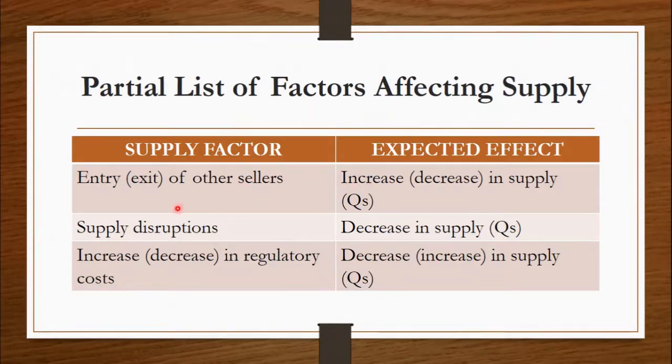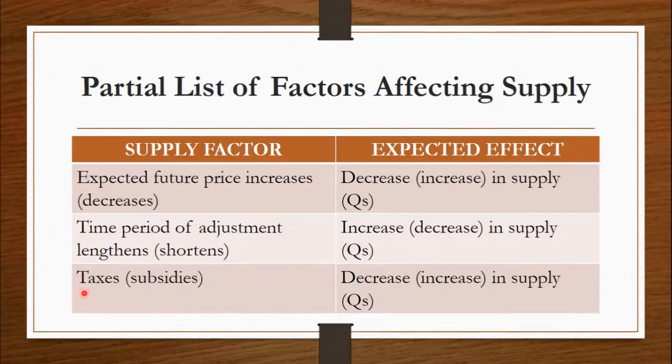Kaya daghan na mag-suppliers. If there are suppliers disruptions, it is a decrease. If there is an increase in regulatory costs, so there is a decrease in supply. Kaya of course, mas daghan na magbayaran si seller. Then expected future price increases, so there is a decrease in supply.